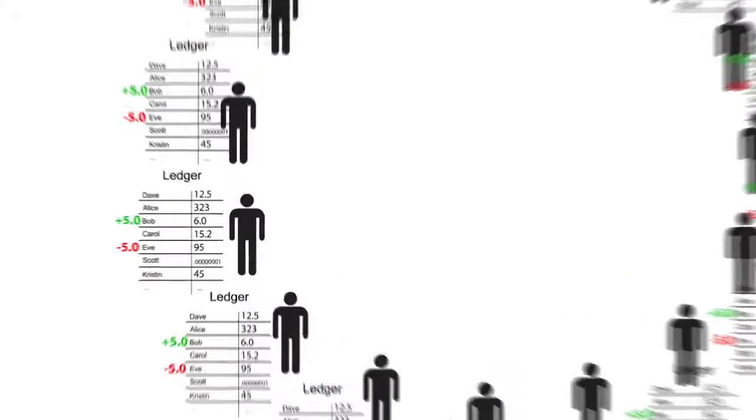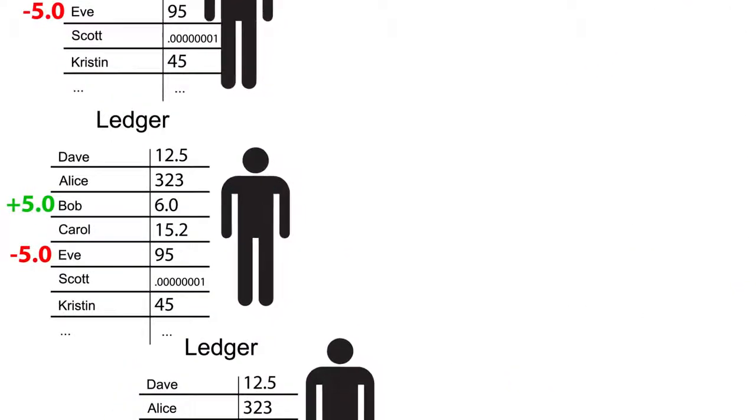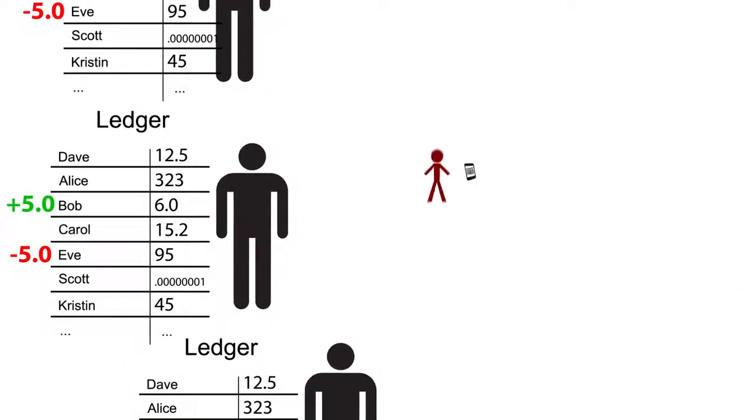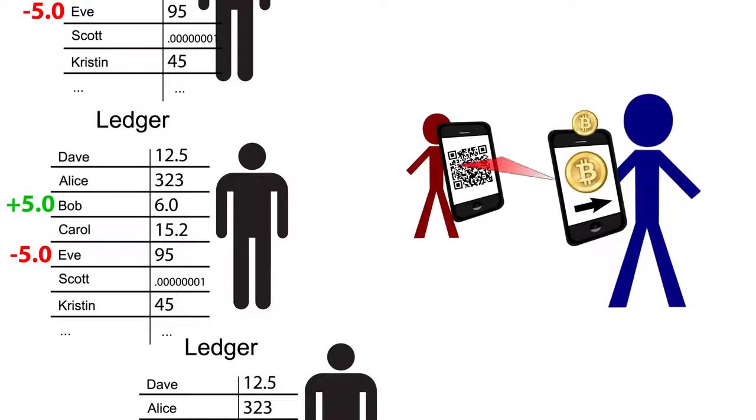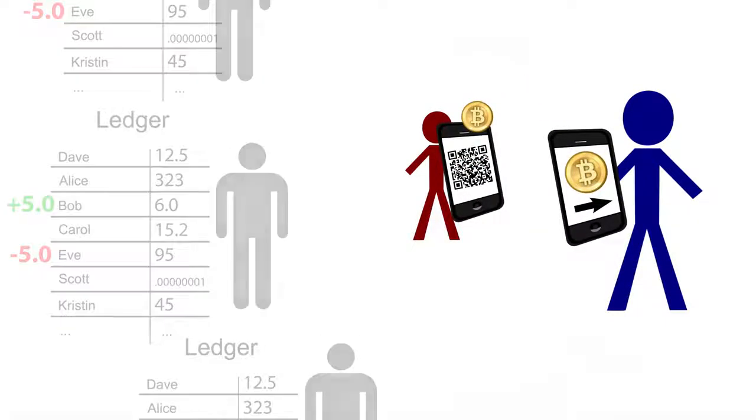As a quick aside, I'm describing how Bitcoin works for power users, people who help maintain the system. You can also just use the system to send and receive money, though, without maintaining a ledger.